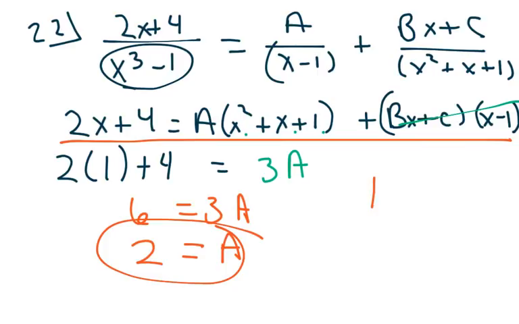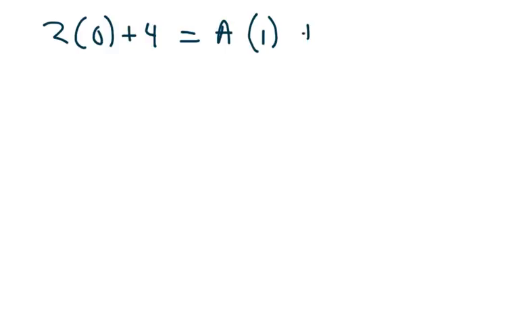The next one we're going to do is let x be negative 1. Or you could do 0. Let's do 0. I just want to do 0. It looks easier. So I put in 0 here. It makes it not so complicated. So when we do 0, we're going to get 2 times 0 plus 4 equals a times 0 plus 0 plus 1, so that's just times 1, plus b times 0 plus c times 0 minus 1.